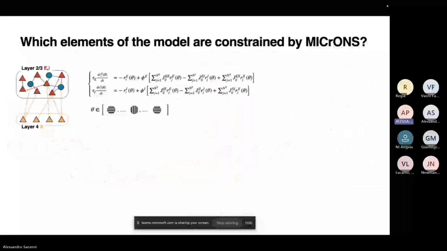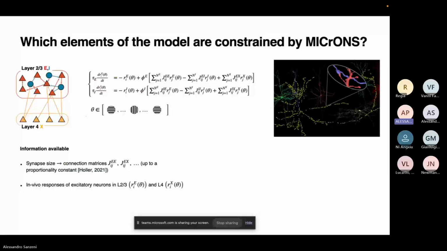Okay. So now, what exactly do we have? This is our model adapted to this network. It's a system of equations governing the activity of excitatory and inhibitory cells in layer 2-3. And from the data, we have information of the volume of synapses that is proportional to the strength of interactions. So up to a proportionality constant, we have these connectivity matrices here. And the other thing that we have is that, through calcium imaging, we know the activity in vivo of some of the excitatory cells in the network that are these terms.